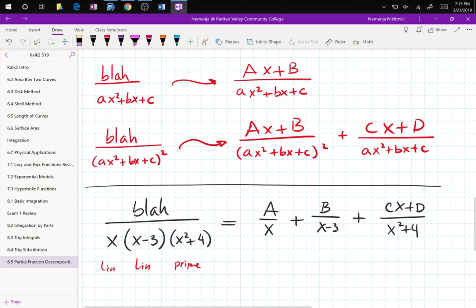Are we all bueno on this? I have 1, 2, 3 factors in the denominator. I have 1, 2, 3 fractions over there. The number of fractions has to match the number of factors in your denominator.